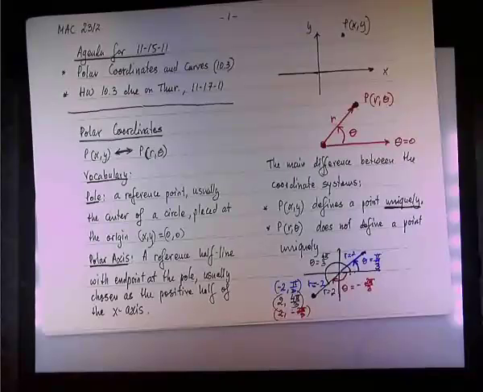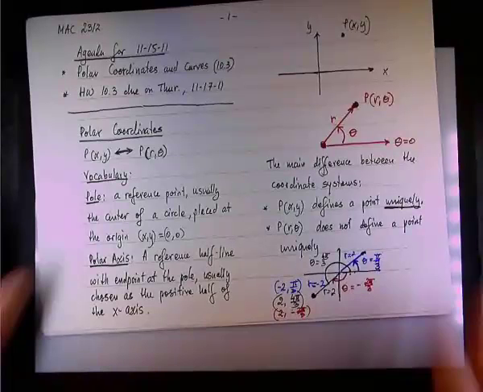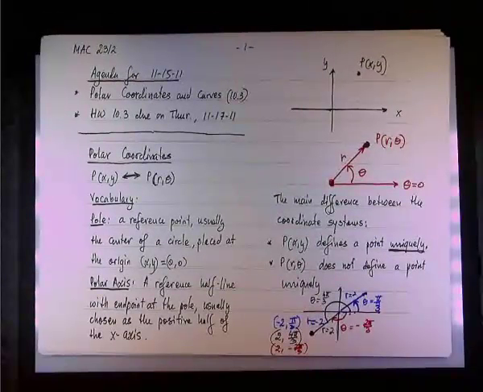And there are more. I can go 2 and 4 pi over 3 plus 2 pi. That will be one more revolution around the pole, and I'll be in exactly the same position. So there are different ways to express one point. That's why we said that with this system, we do not define a point uniquely as we do with the Cartesian system. All right.